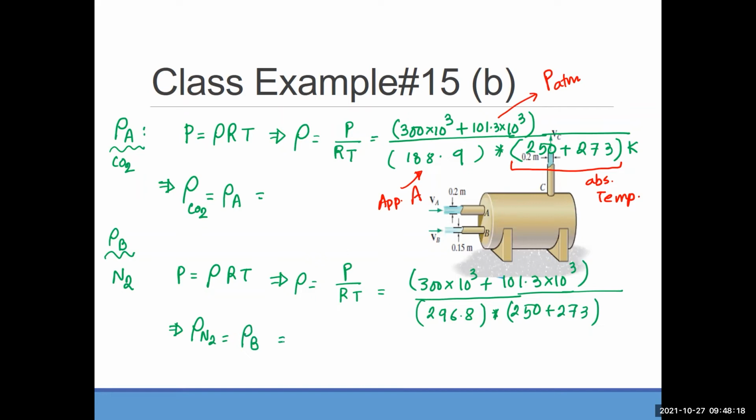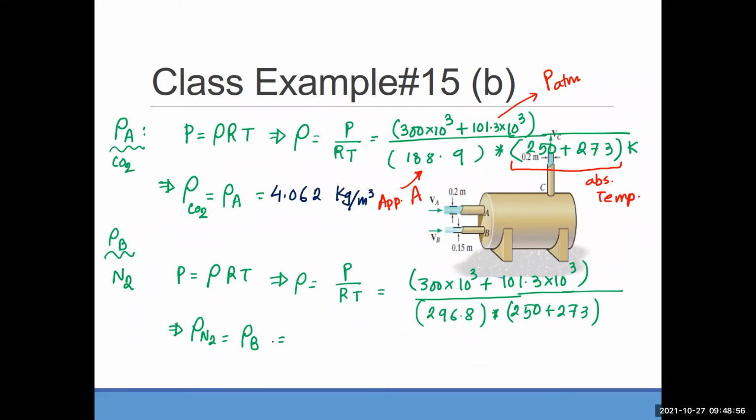Give me the value for rho A and rho B with proper unit. Say it again, 4 point. For carbon dioxide, I got a little bit different. That's what I got, 4.06. So I will write down that one. Check your calculation. Okay. 4.62 kilogram per meter cube.